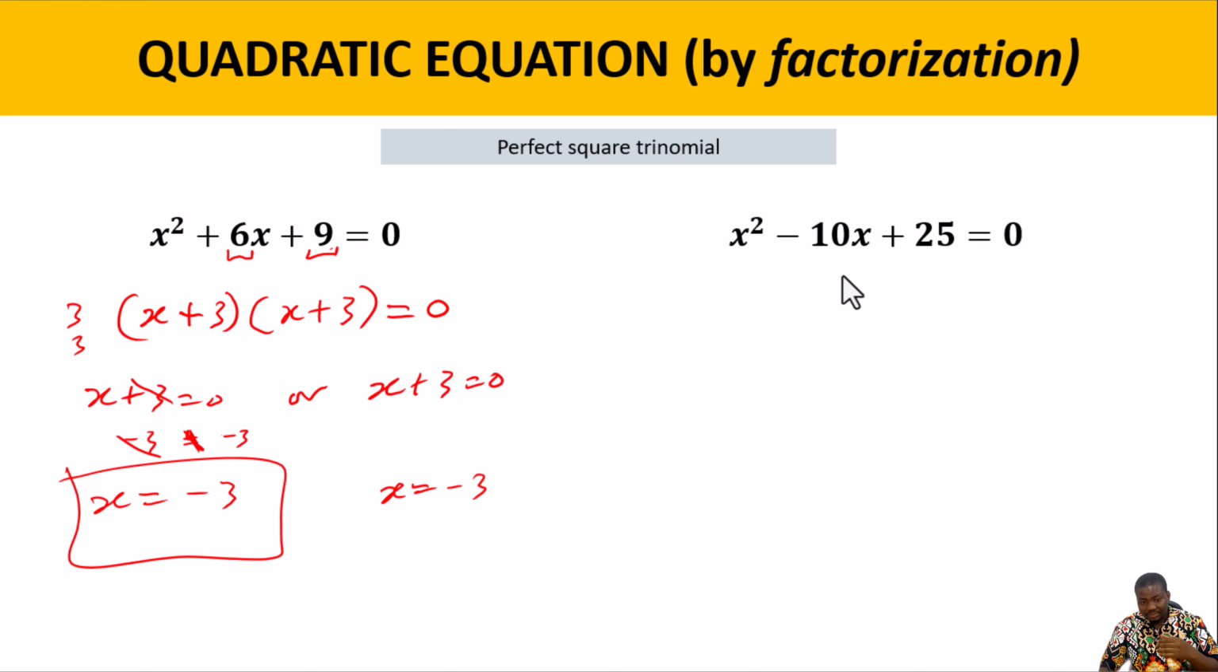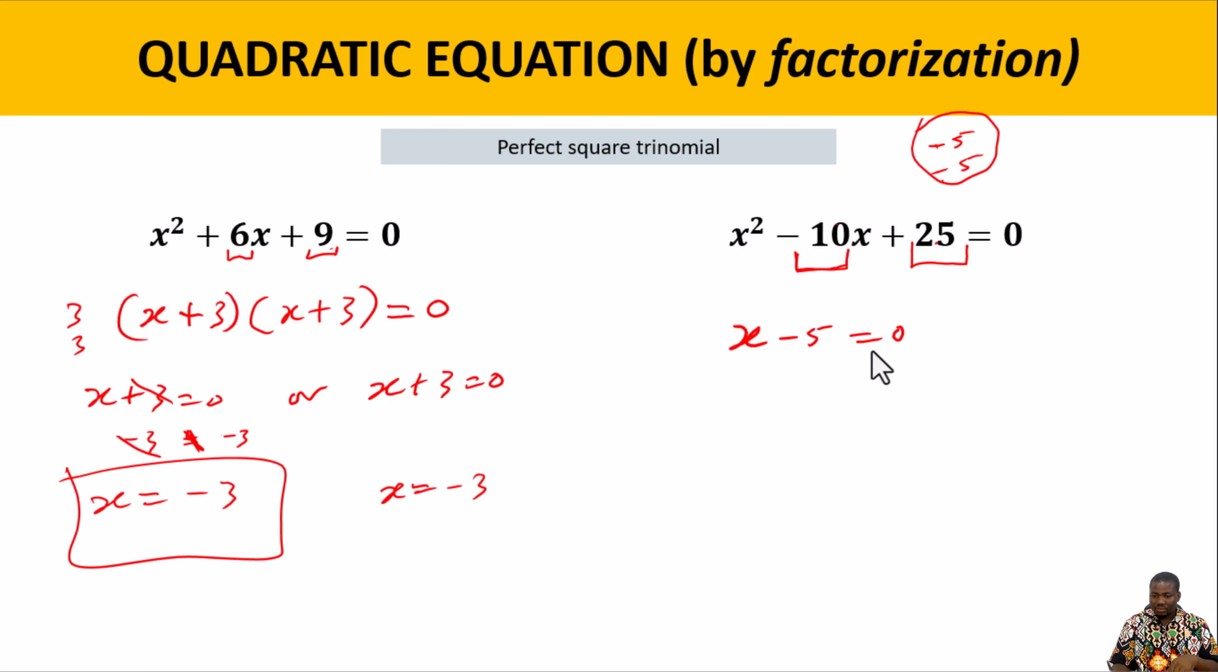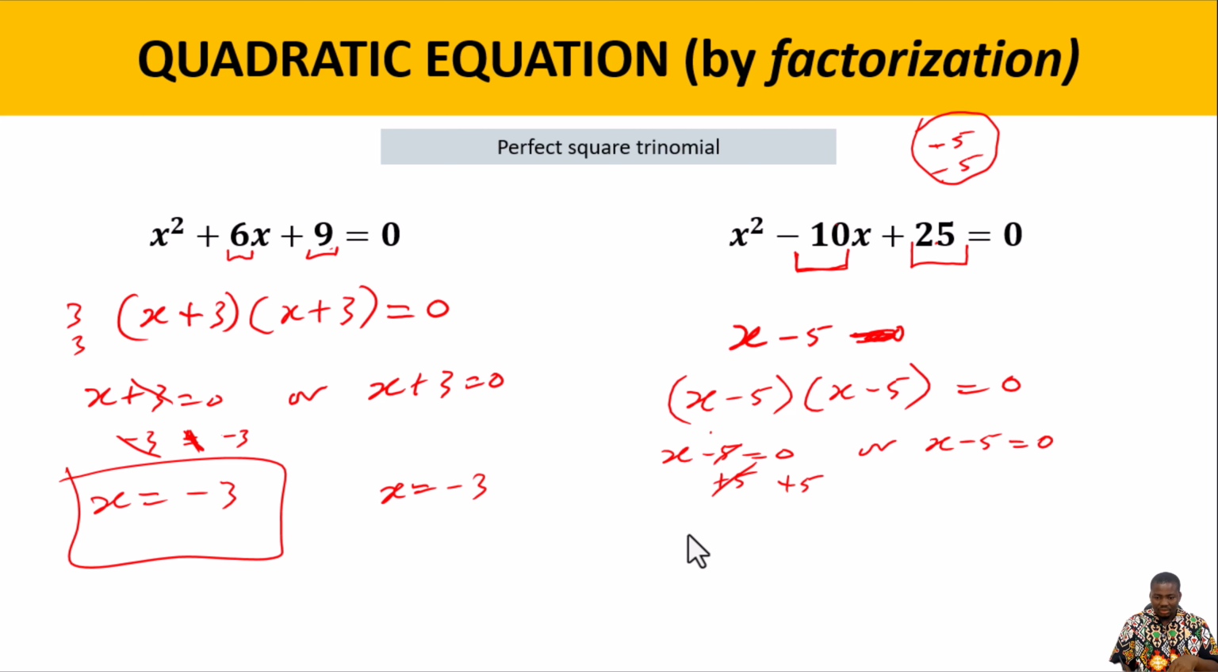And if you take a look at this, you are looking at two numbers that when you multiply them, you get 25, but when you add them together, you get negative 10. So these numbers in this case are negative 5 and negative 5. If I add negative 5 and negative 5 together, I get negative 10. If I multiply negative 5 and negative 5, I get positive 25. So I can easily say x minus 5 equals 0, or let me write it out in full. x minus 5 times x minus 5 equals 0, which means it's either x minus 5 equals 0 or x minus 5 equals 0. So when you add 5 to both sides, you have x equals 5.